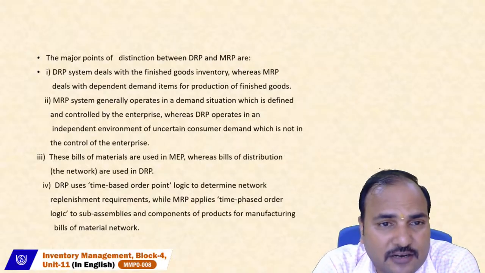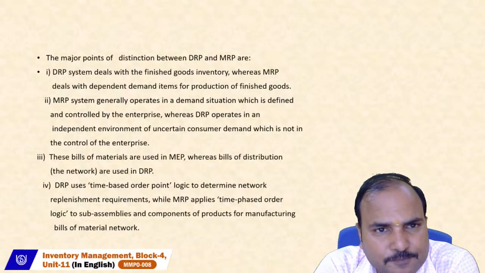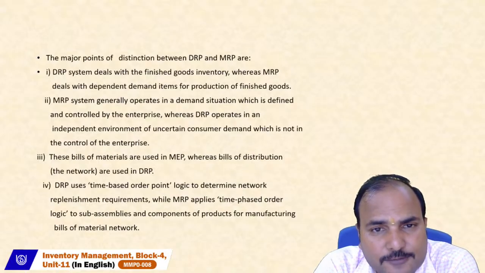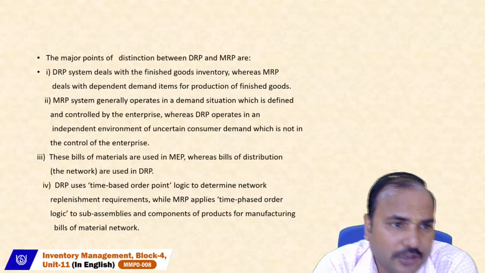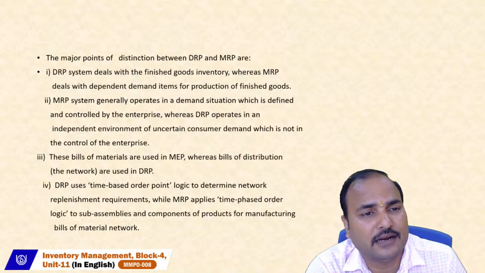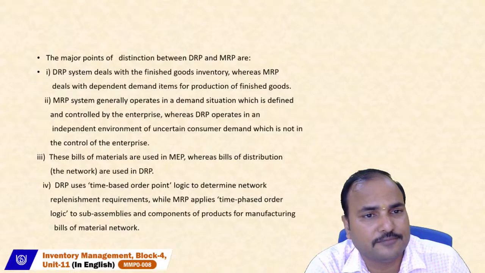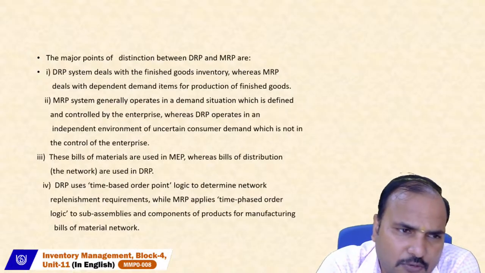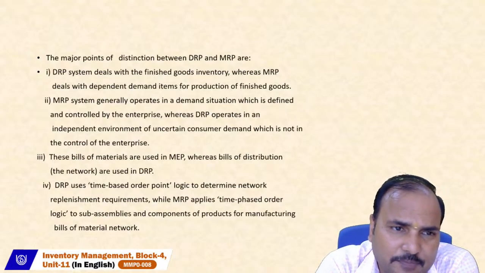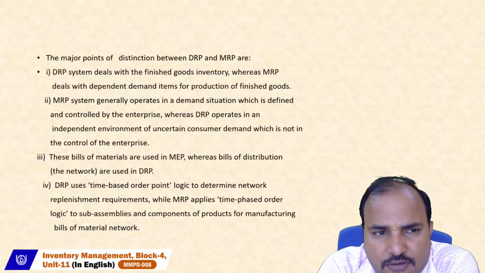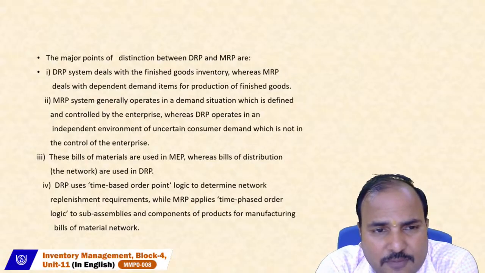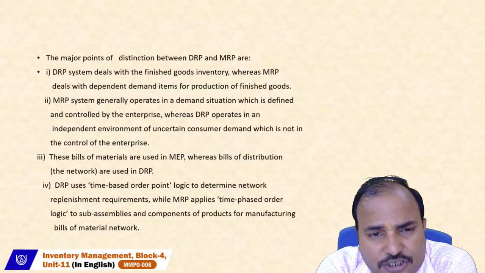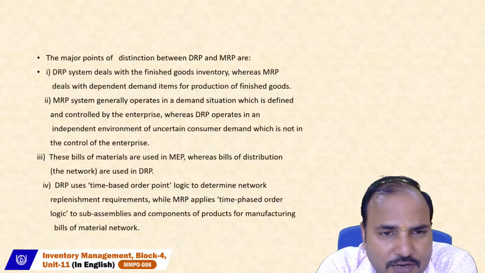The major points of distinction between DRP and MRP. The DRP system deals with finished goods inventory, whereas MRP deals with the dependent demand items for production of the finished goods. On the other side, MRP generally operates in a demand situation which is defined and controlled by the enterprise, whereas DRP operates in an independent environment of uncertain consumer demand, which is not in the control of the enterprise.